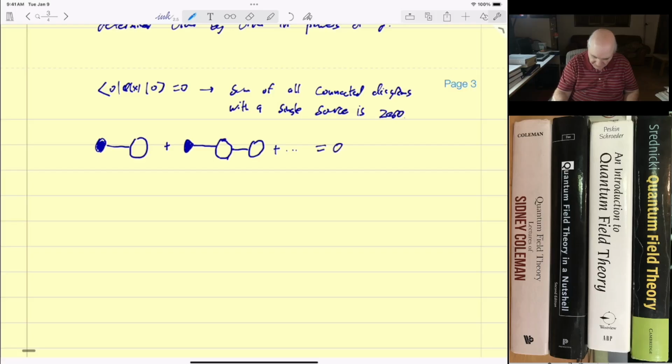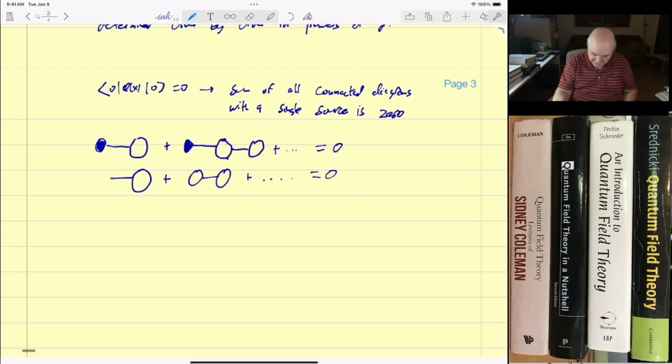Now, if you remember how we evaluate this, we always take a functional derivative on this source, which basically just turns it into a delta function, which wipes it out. So this really means that we can sort of take the source away. That plus that plus that, plus dot dot dot, is also equal to 0.